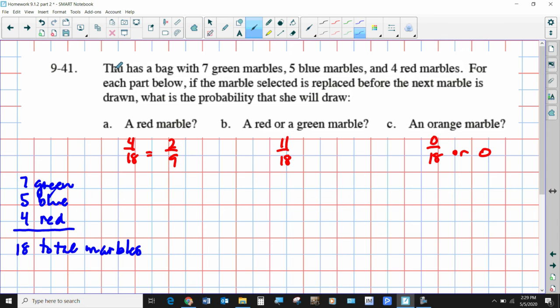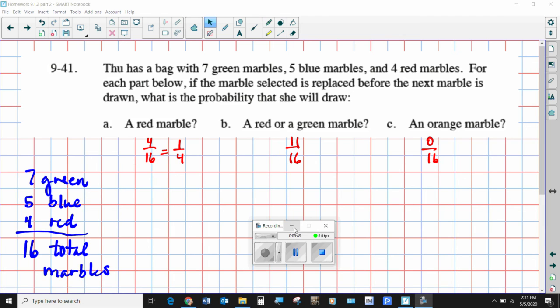All right, 2 has a bag with 7 green marbles, 5 blue marbles, and 4 red, for a total of 12, 13, 14, 15, 16. Uh-oh, I'm going to pause. Hold on. My bad. All right, so sorry about that. Okay, so there are a total of 16 marbles. So probability is the number of desired outcomes over the total number of outcomes. So if there's 4 red marbles in this bag, and there are 16 total, then your probability is 4 out of 16, which simplifies down to 1/4.